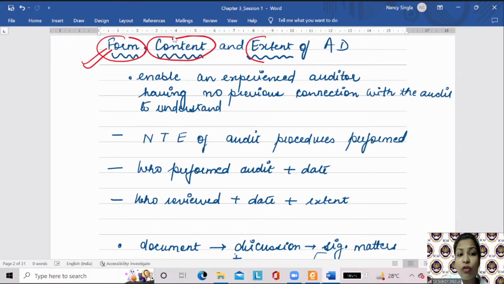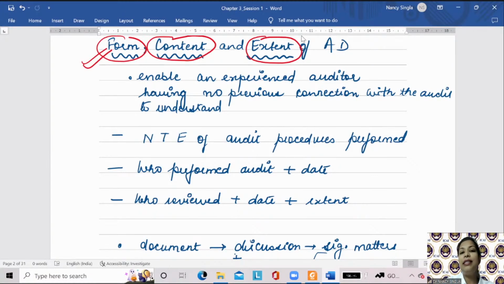Extent of audit documentation: let's say you have sent a mail to a client, to a third party, let's say a debtor of the client. Then again you have sent a mail asking for some balance confirmation, then again. So what is the extent of audit documentation? How much printout to take, or how much you have to maintain in your file.